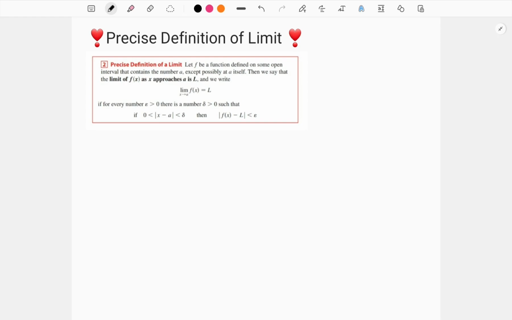You can quickly pause and take a look. Okay, so here we want to first focus on this equation. What does this equation mean in English? So this equation here means the distance between x and a is greater than 0 but smaller than delta.